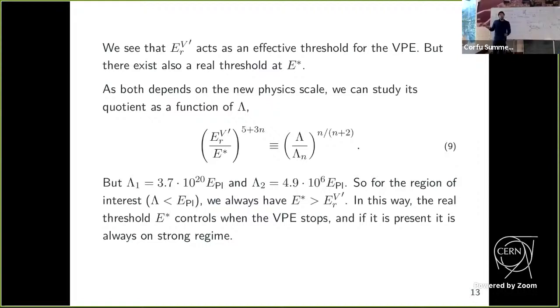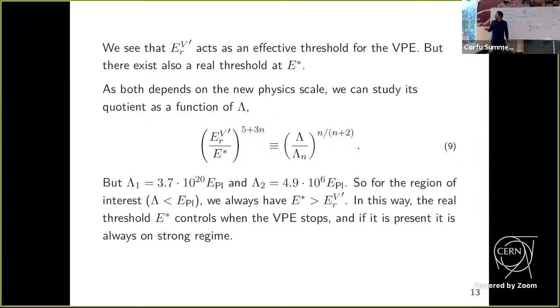And if we plot this quotient as a function of lambda, we get that the biggest one is the real threshold, and the other one, of energy below the real threshold, is the effective threshold. This hierarchy can change for very big values of lambda, but these values of lambda are above the Planck scale. So for all our range of interest of possible values of the scale of new physics, the real threshold is always above the effective threshold.